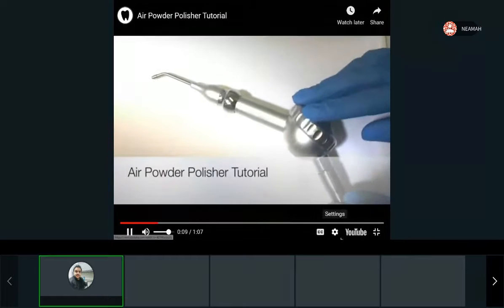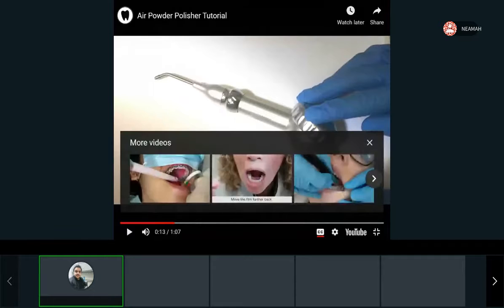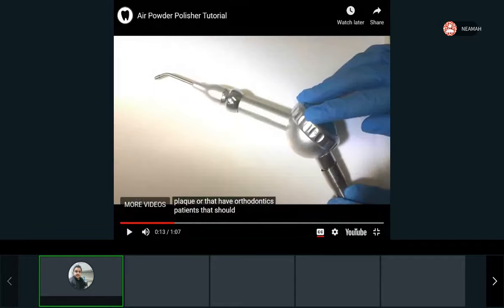Oh, we don't have sound. But yeah, see, this is the device. This is where you put your powder in, and it connects to the handpiece, like a high-speed handpiece, something similar to that.